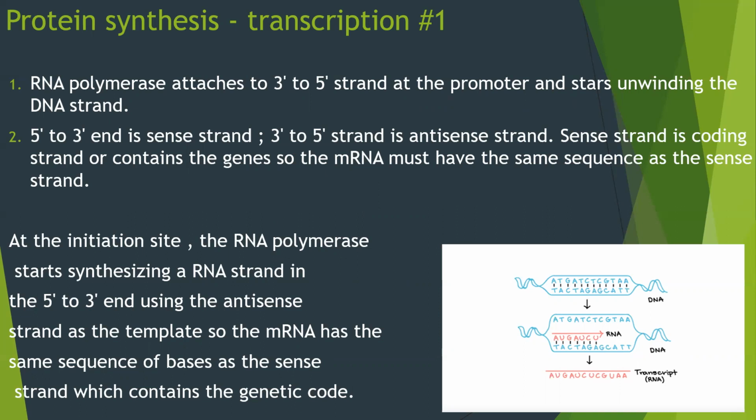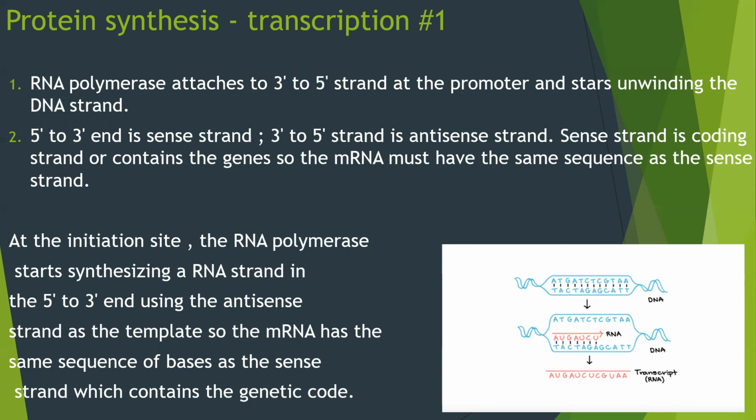At the initiation site, the RNA polymerase will begin to synthesize an RNA strand in the 5' to 3' direction, but you need to use the antisense strand as a template. If it uses the antisense strand as a template, that means the RNA strand being synthesized is complementary to the antisense strand. So it will have the same sequence of bases as the sense strand, except for the change of thymine to uracil.